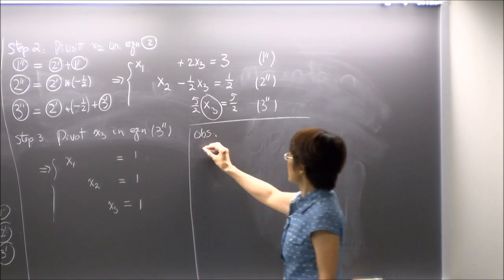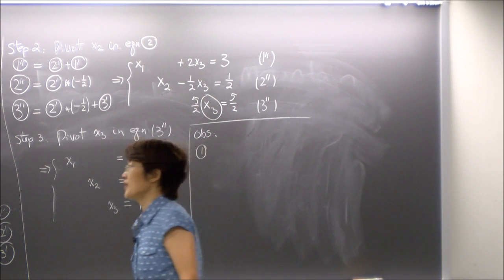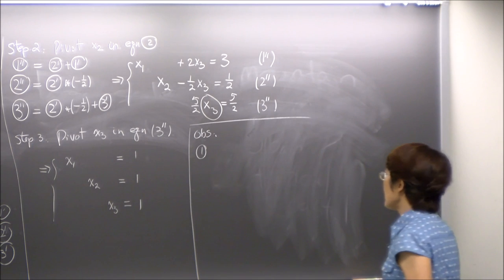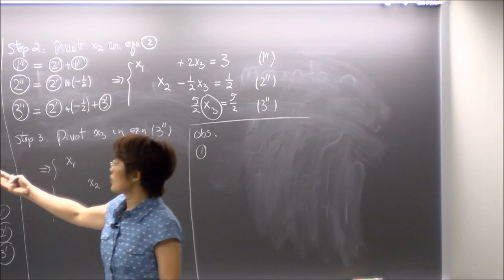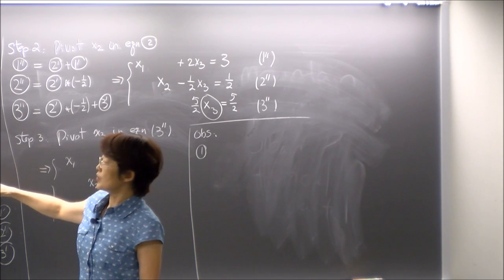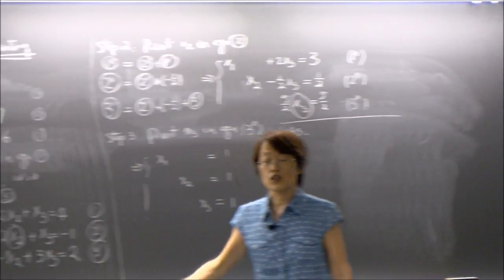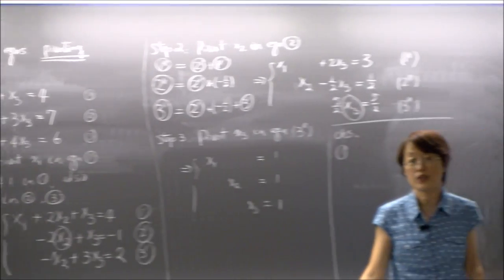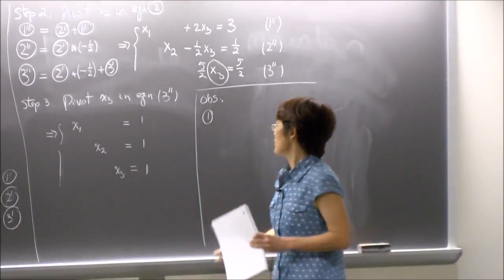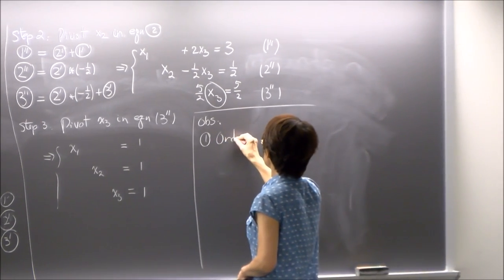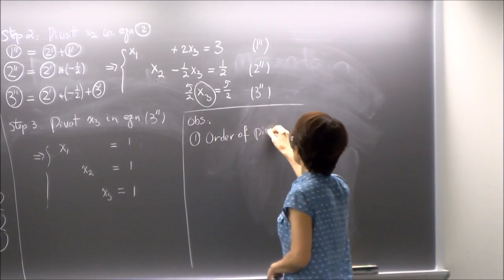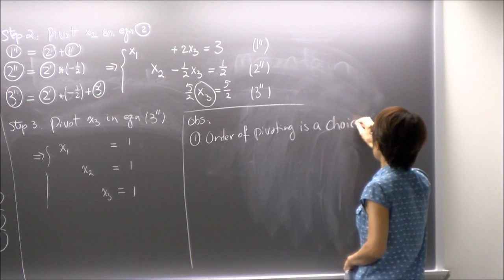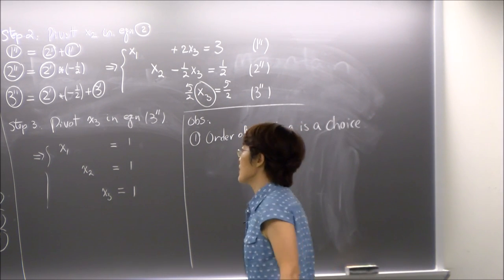So first observation: in this problem, the number of unknowns equals the number of equations. If it's well-defined, you find a unique solution by this pivoting process. As we go through it, we notice that the order we do the pivoting is my choice. I chose to do x1 in equation 1 and then x2 in equation 2. I could have done it in the other order and would have reached the same answer. So the order of pivoting is a choice. Maybe not so obvious in this problem.